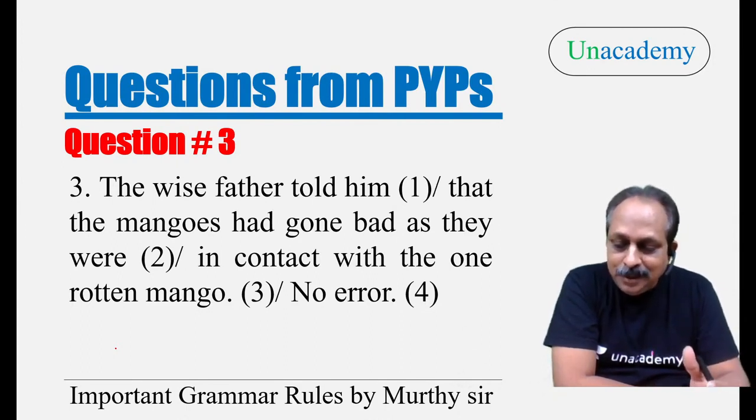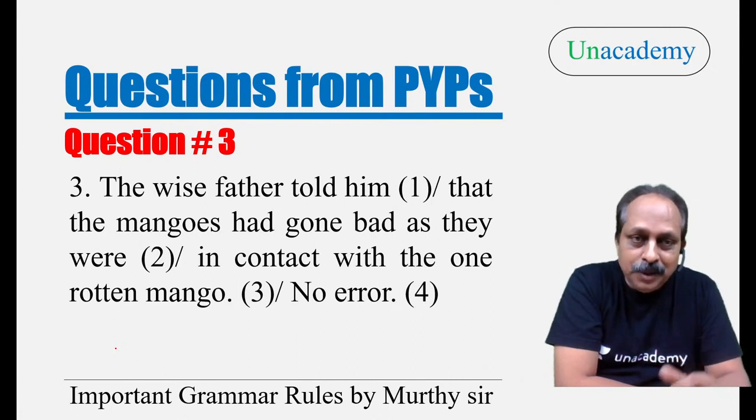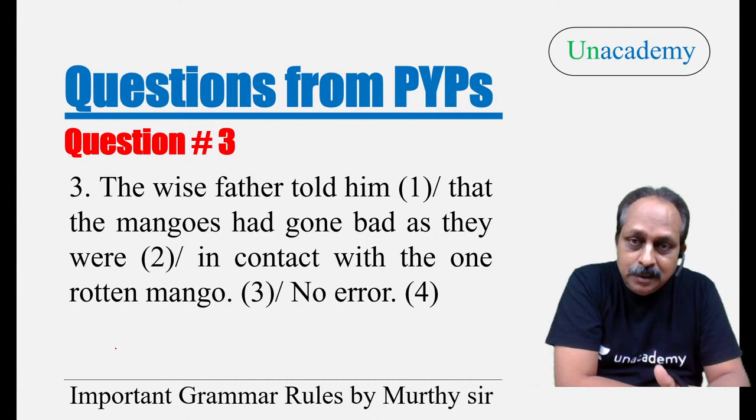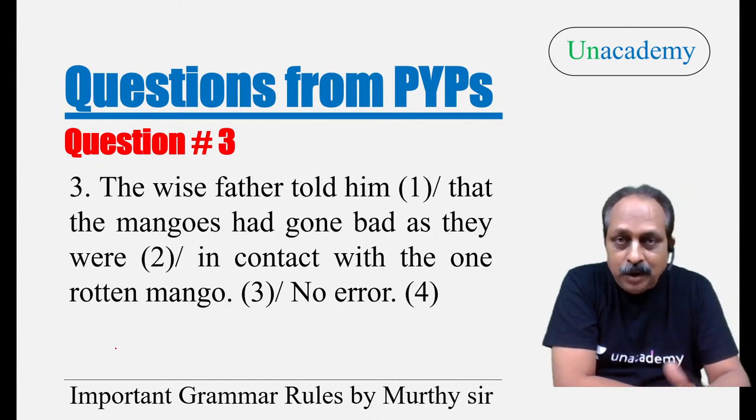Now, where is the error? Sentence number three or question number three. The wise father told him that the mangoes had gone bad as they were in contact with the one rotten mango.